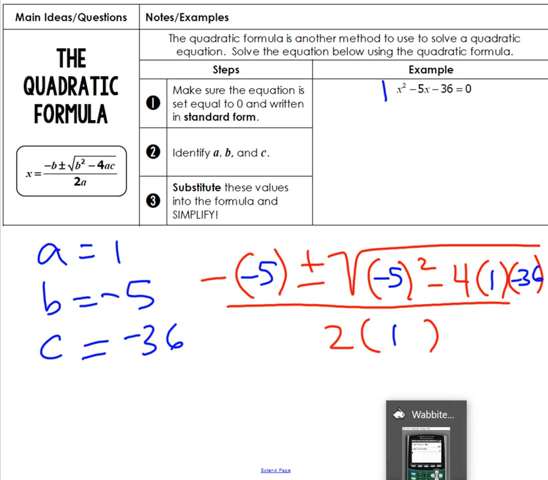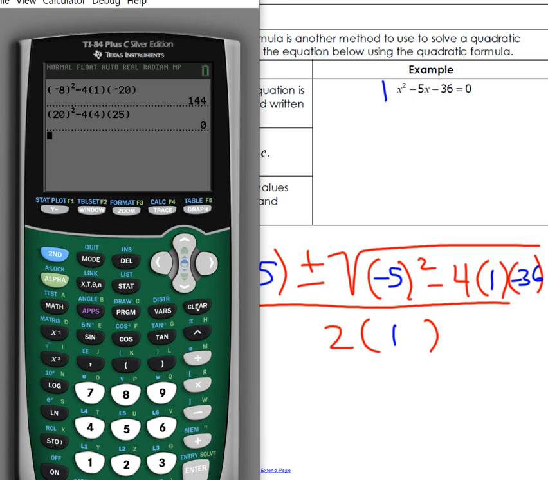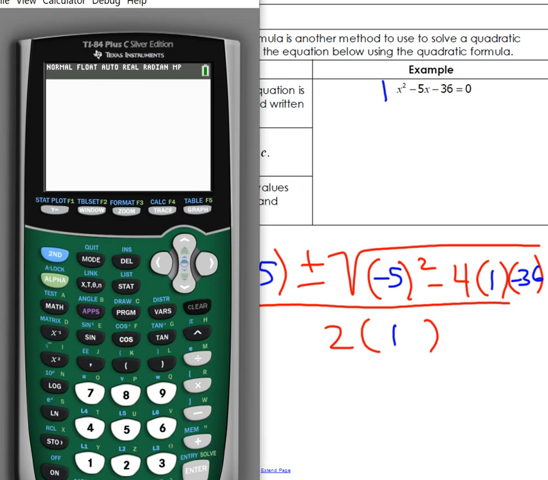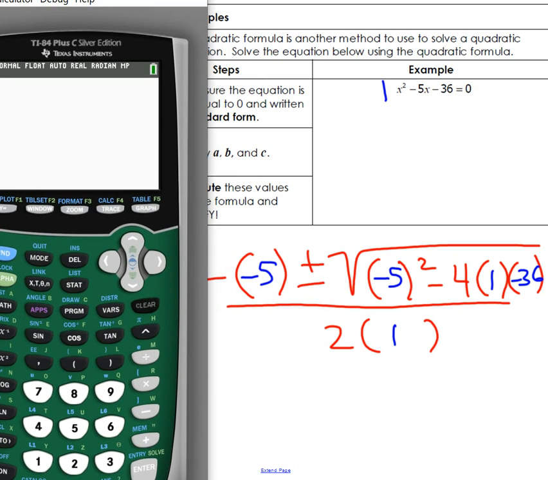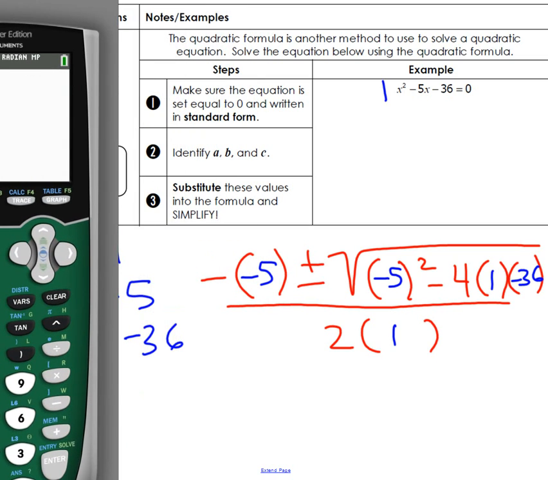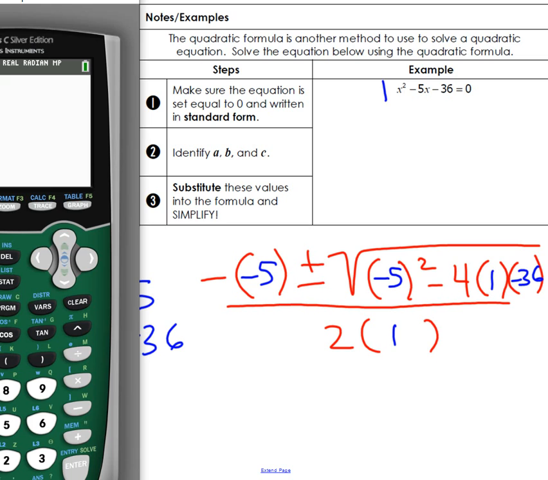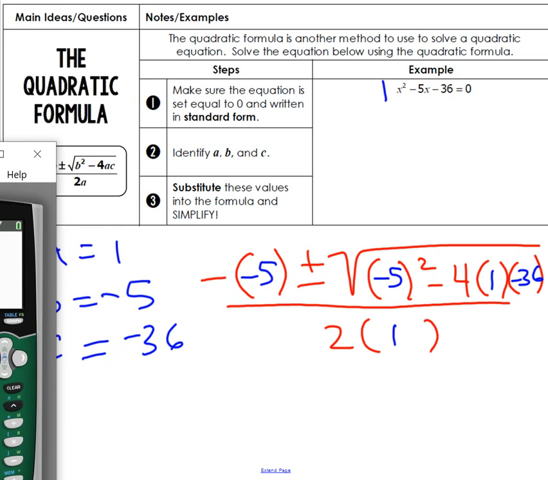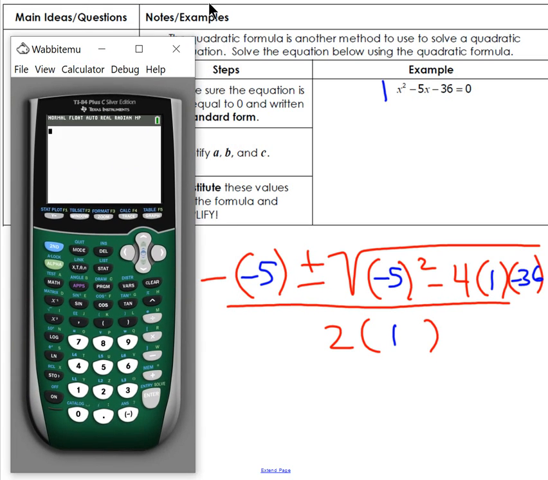All right, that looks pretty scary. So let's get to the calculator part. Now, this quadratic formula is a big, gigantic fraction. So what we want to do is enter that whole fraction into our calculator at one time. I hope it's not too tiny for you.